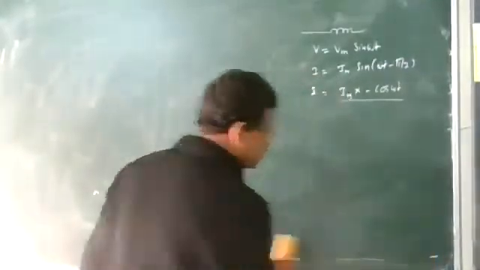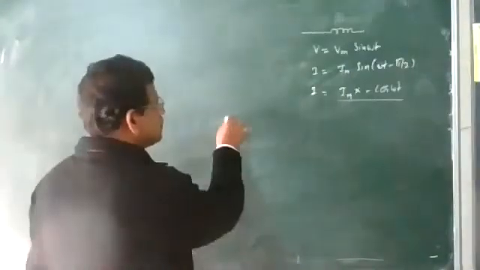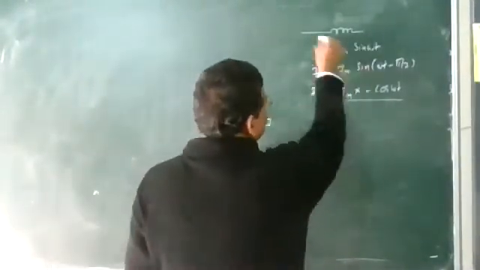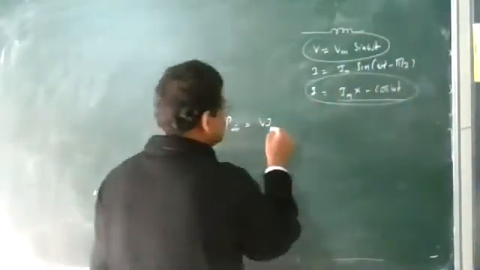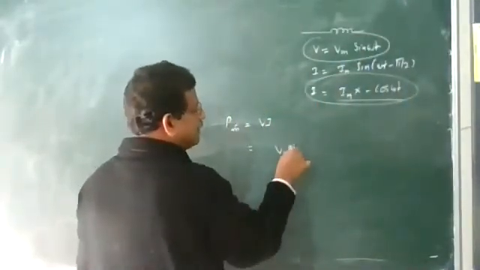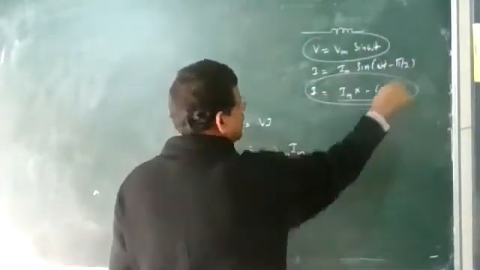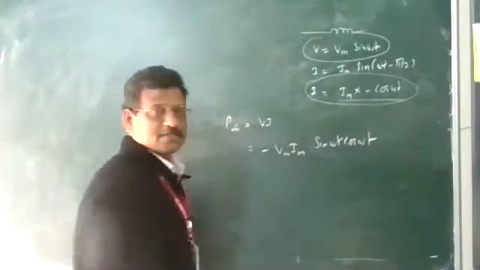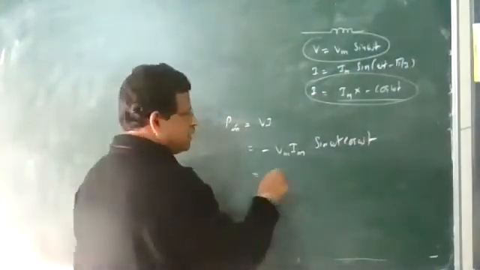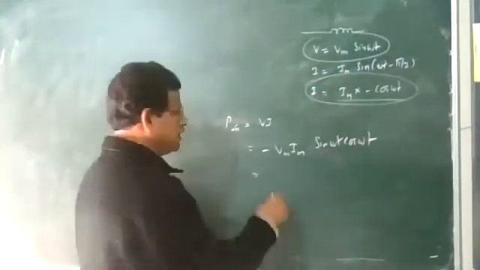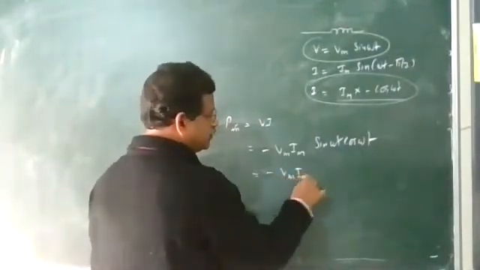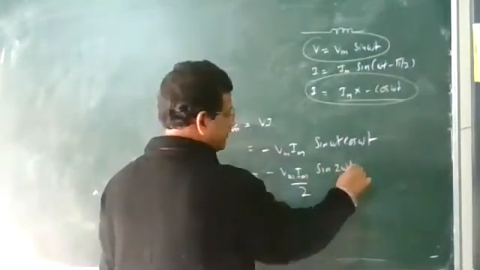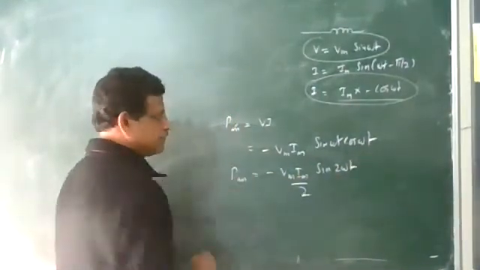Again, power at any instant is equal to V into I. Using this equation for V and I, we get Vm Im, taking the minus sign, sin omega t into cos omega t. Sin omega t into cos omega t can be written in sin 2 theta format, multiplied and divided by 2, since sin 2 theta is 2 sin theta cos theta. So this is the instantaneous power.